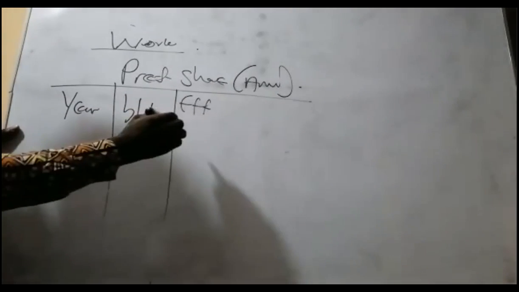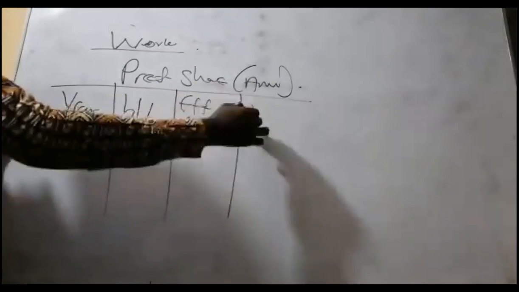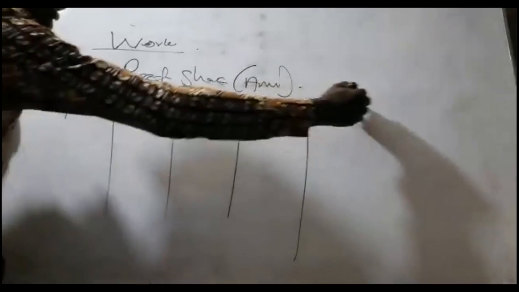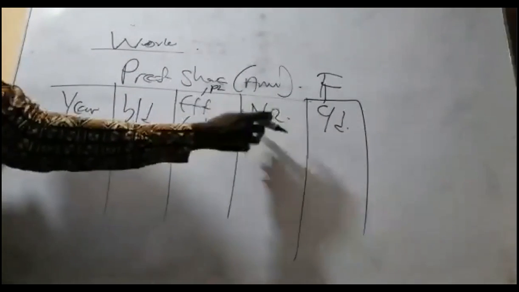Effective interest rate is what? What's the percentage? 6.4%. The nominal rate is going to be the same throughout. They have not calculated it for you. So that's the 3.9 million. So here is the balance carried down. This one goes to the financial position, this one goes to the P&L, this one goes to your cash flow.